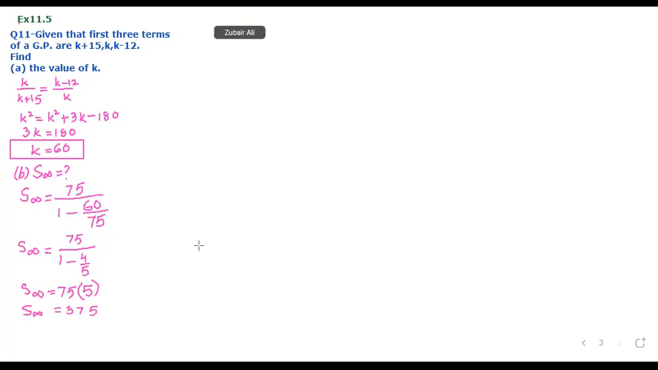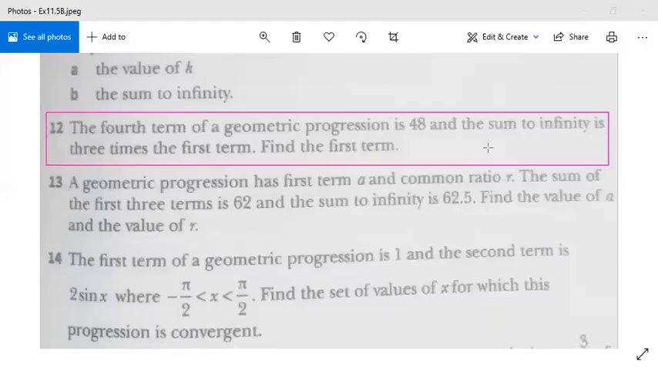Which is the answer of part B of question number 11. In question number 12, the fourth term of a geometric progression is 48, and the sum to infinity is 3 times the first term, meaning S infinity equals 3a. Find the first term. So we have to find the value of a in question number 12.